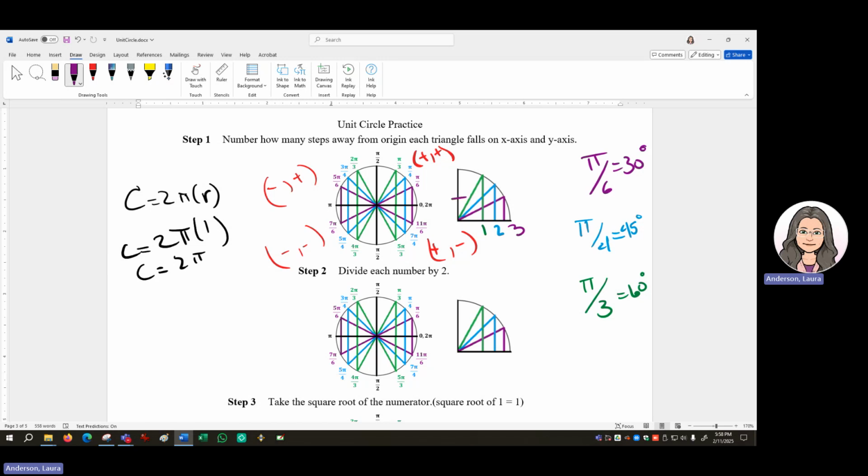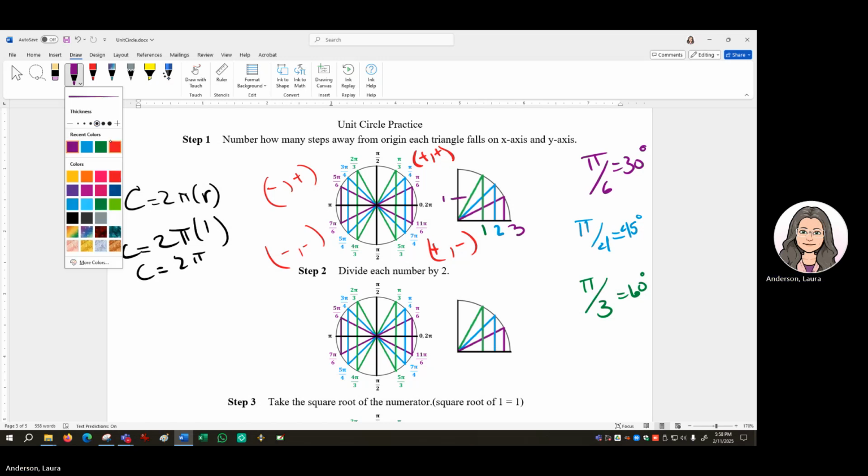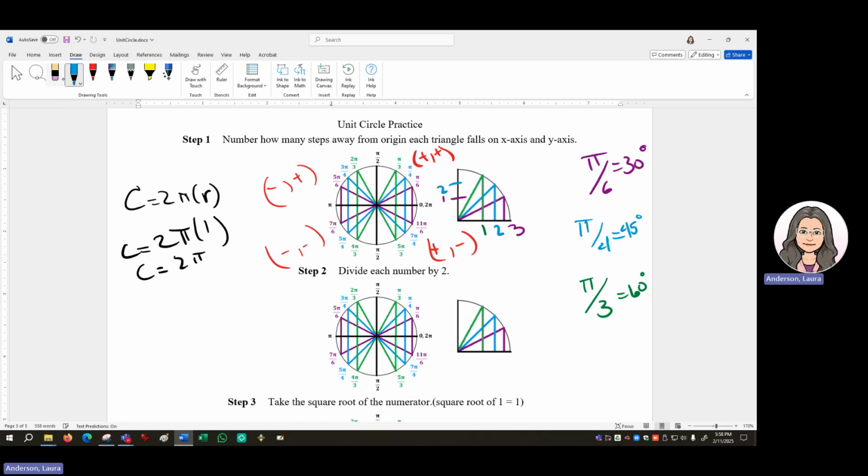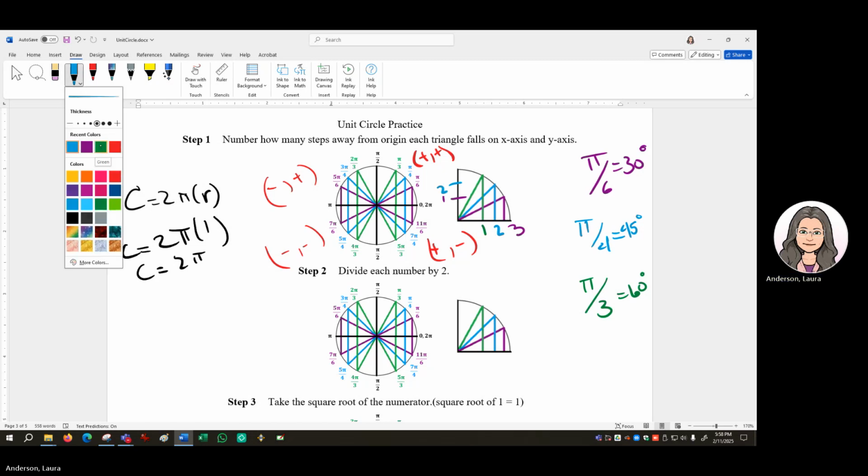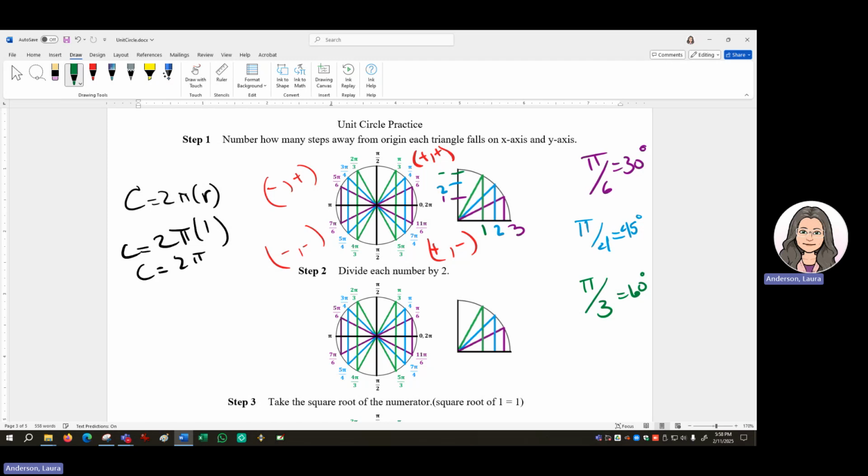And then from here, we're going to say 1, 2, and 3. So then this green triangle drops down to the x-axis right here, and it's the first one moving from the center out. It's the first triangle to hit the x-axis, so we put a 1.